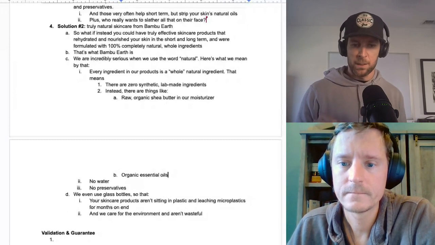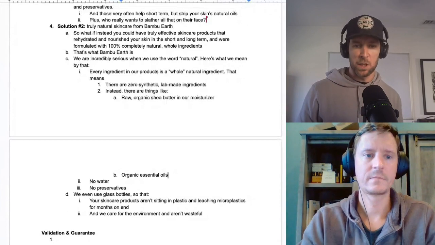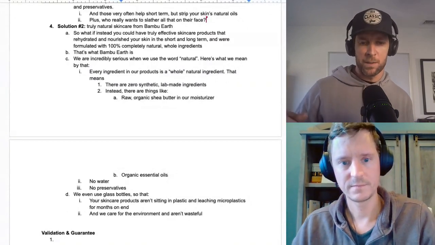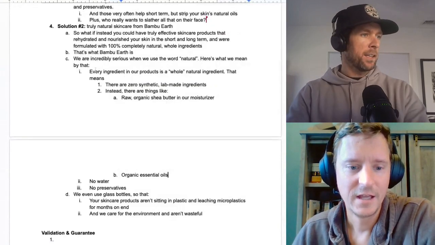We talked about this earlier, but the term whole is that we get it from nature. Can we unpack that process a little bit more? What does that look like from the farm to the bottle? Well, that's actually a phrase we use, farm to face. Here's what we mean by that.